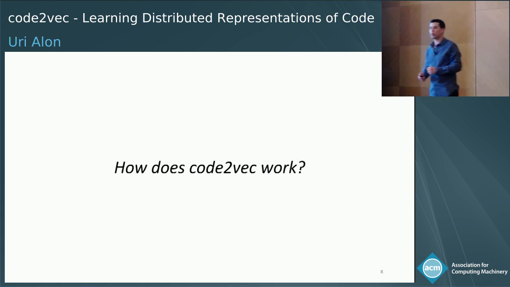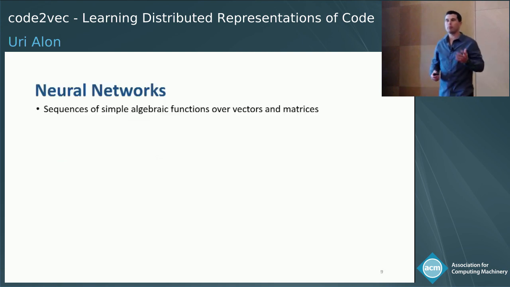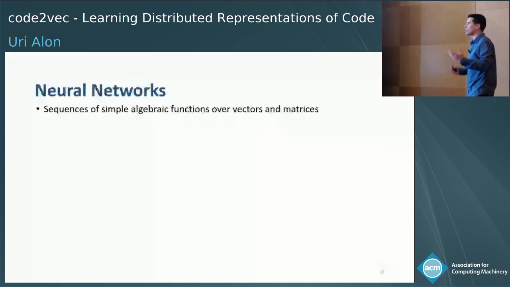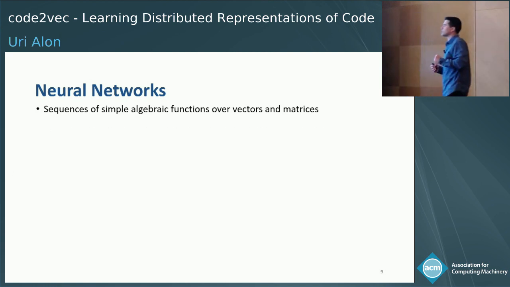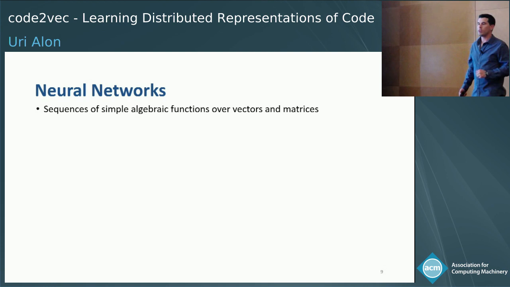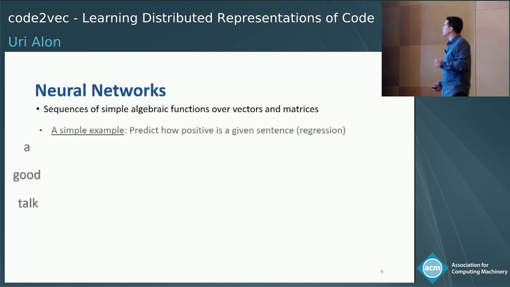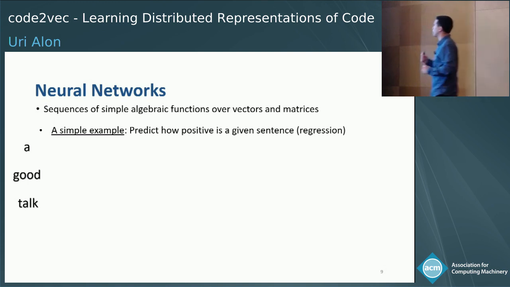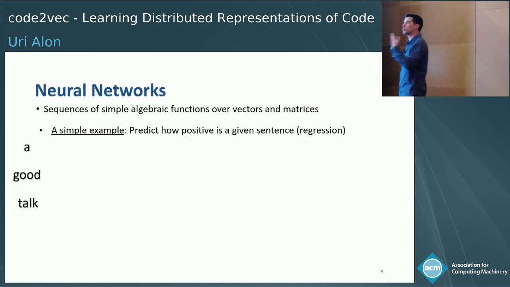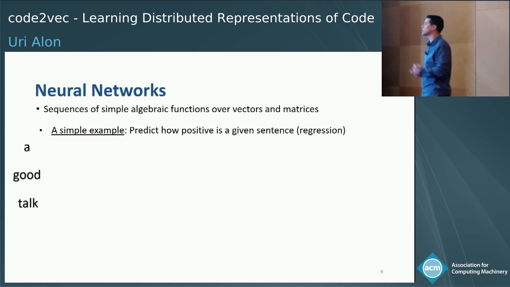So how does code2vec work? Let's first talk about what neural networks are, and forget about everything you've been told about how neural networks are imitations of the human brain. I think of neural networks simply as sequences of simple algebraic functions over vectors and matrices. For example, let's take a look at a simpler network that predicts how positive a given sentence in natural language is. So on the left, we have a sentence in natural language, "a good talk", and we would like to assign it a scalar score that represents how positive or negative it is.